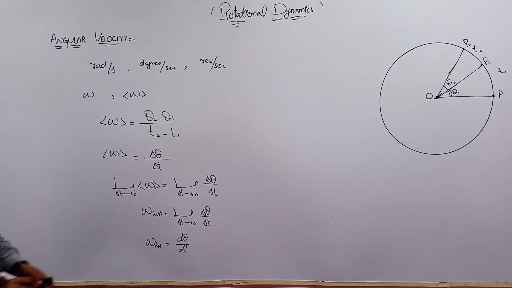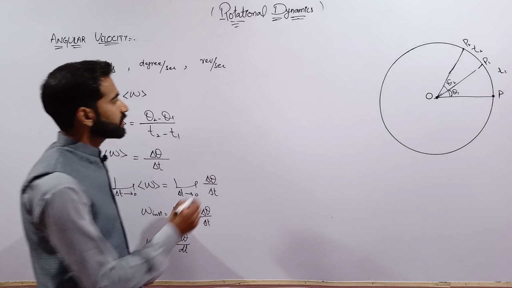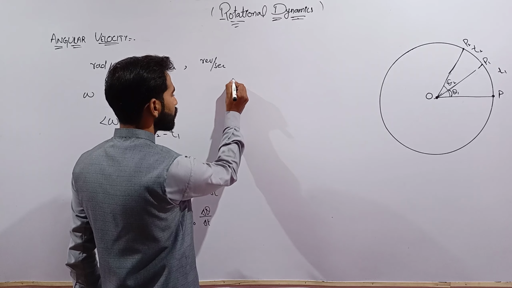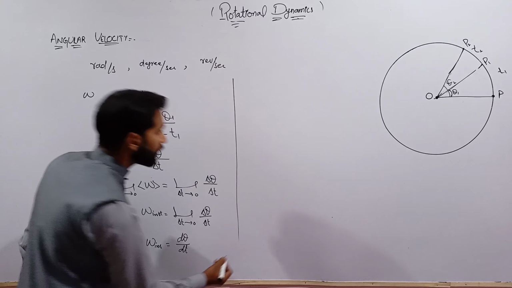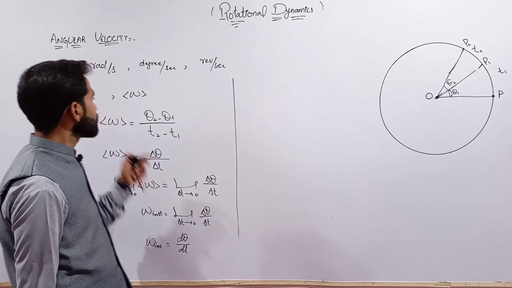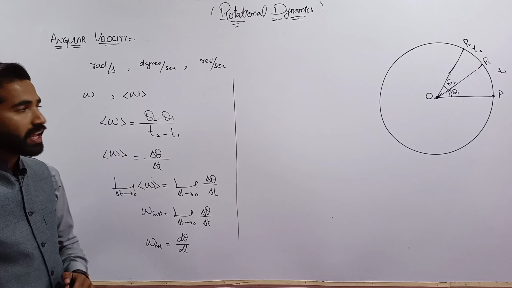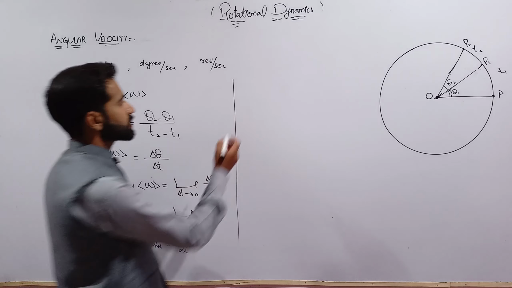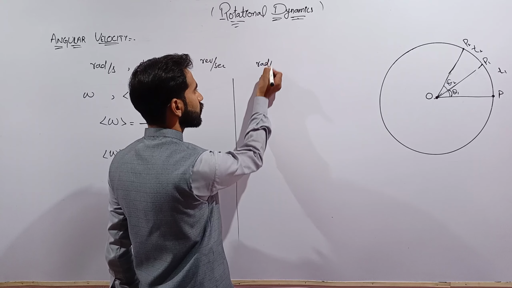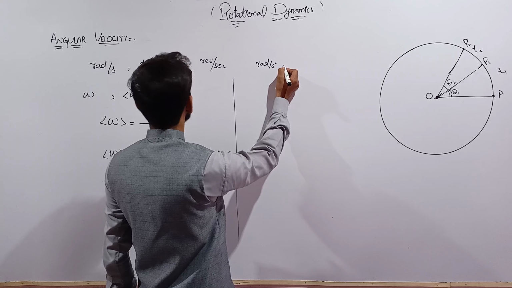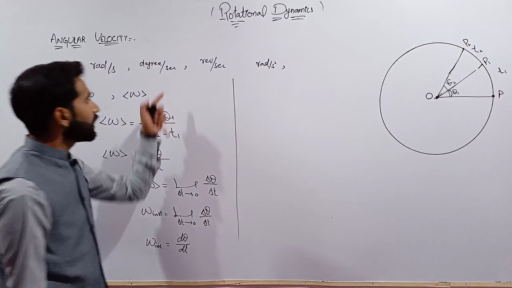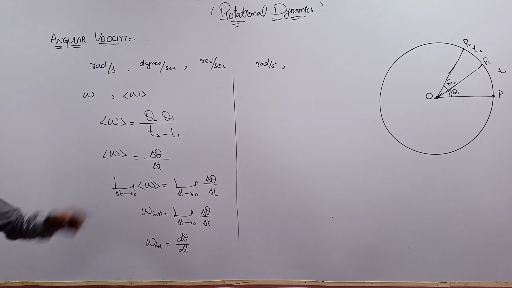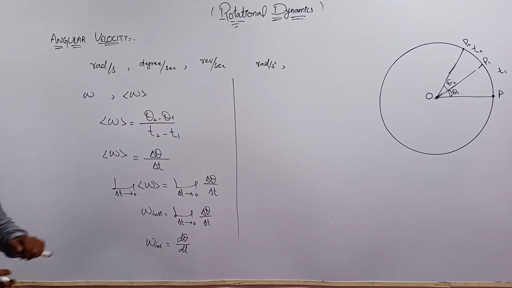Now angular acceleration. Angular acceleration can be defined as the time rate of change of angular velocity. Its unit is radian per second square, degree per second square, and revolutions per second square.